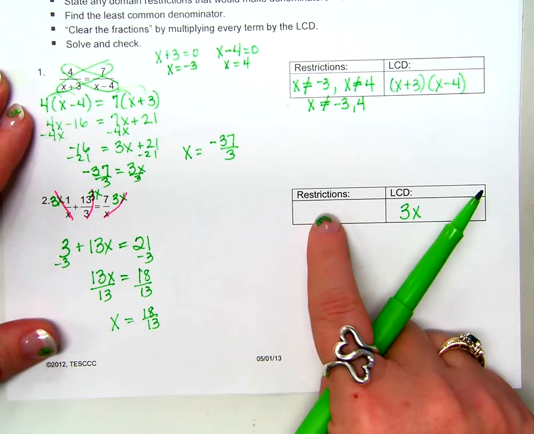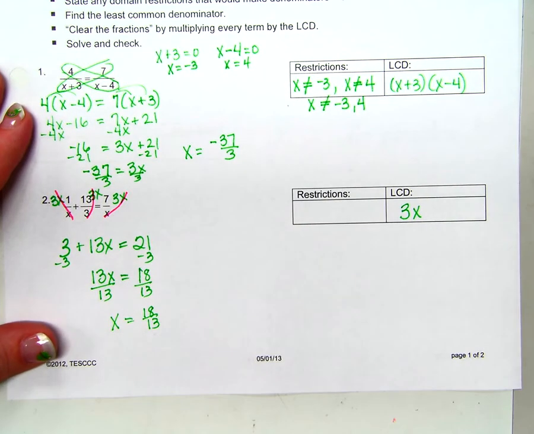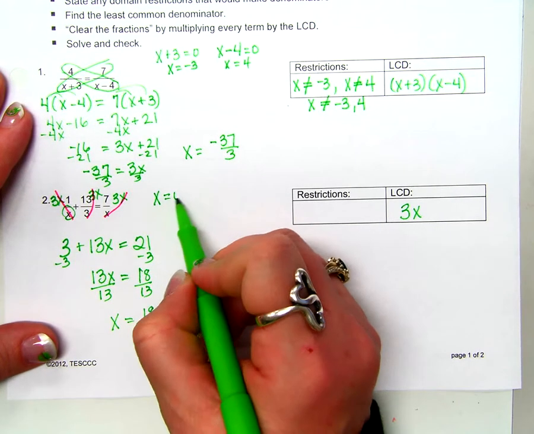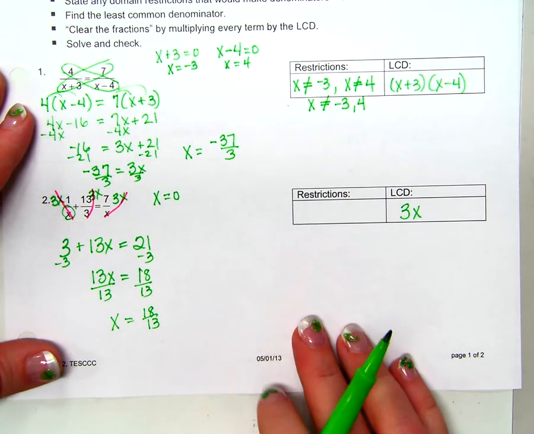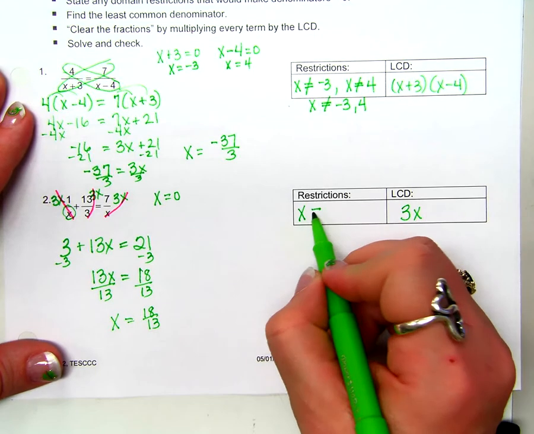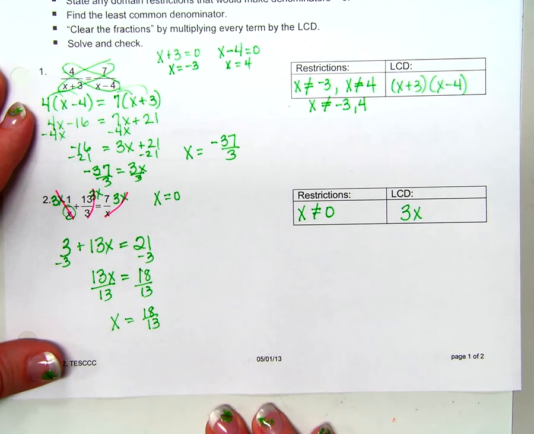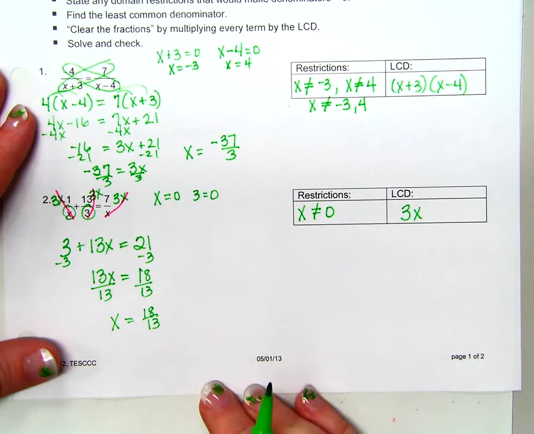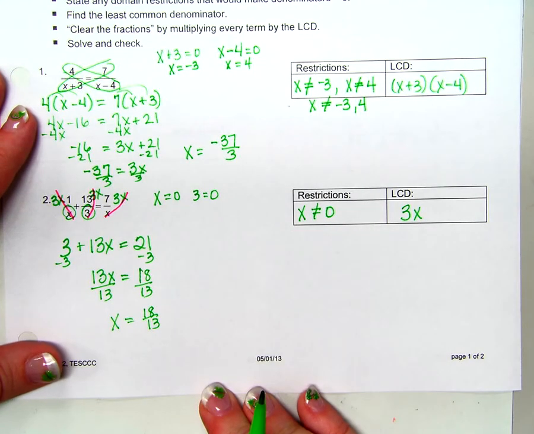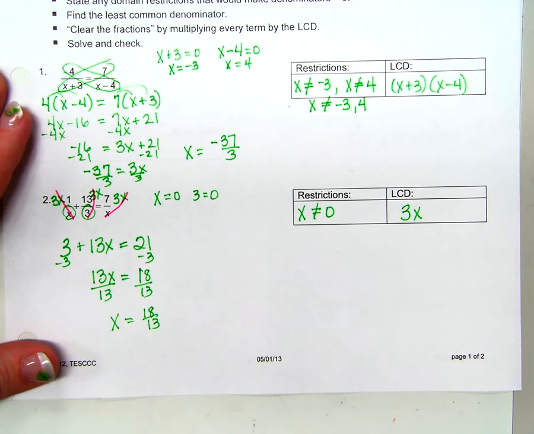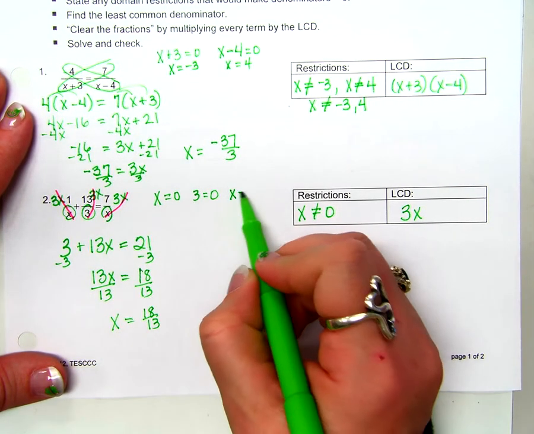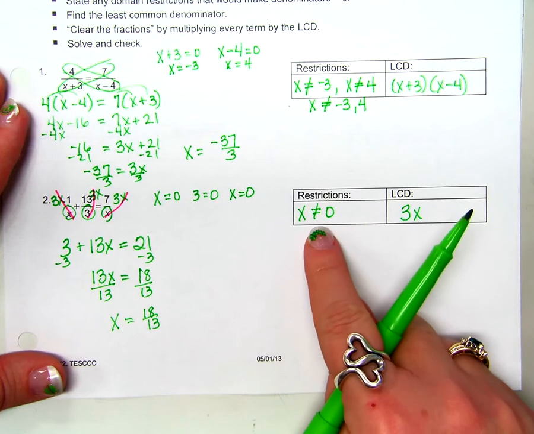Okay, so are there any restrictions in this problem? Well, if I set this denominator equal to 0, I get x equals 0. Oh look, there's a restriction. X cannot equal 0. Then I set this denominator equal to 0. 3 equals 0. No it doesn't. Not in this kind of math we're talking about now, right? And then we set the last denominator equal to 0. X equals 0. Oh wait, I already knew that.